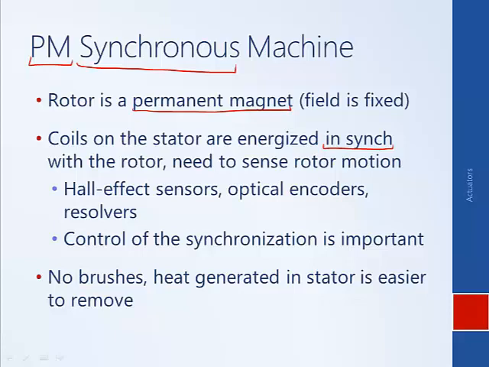That's not to say that PM synchronous machines don't have their own drawbacks. They can be more expensive. They can have issues with safety in that the magnets in the rotor can come loose or become demagnetized if the motor gets too hot. And this type of motor can also sometimes have a limited constant power range.